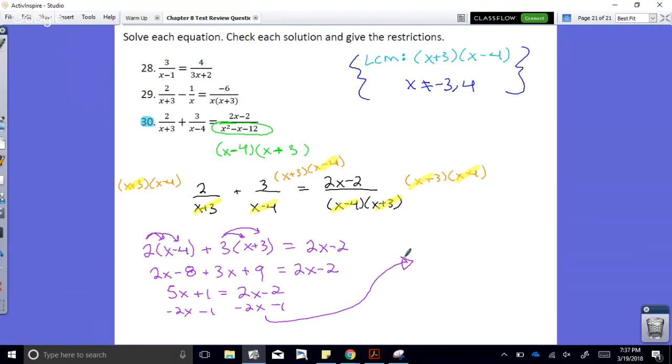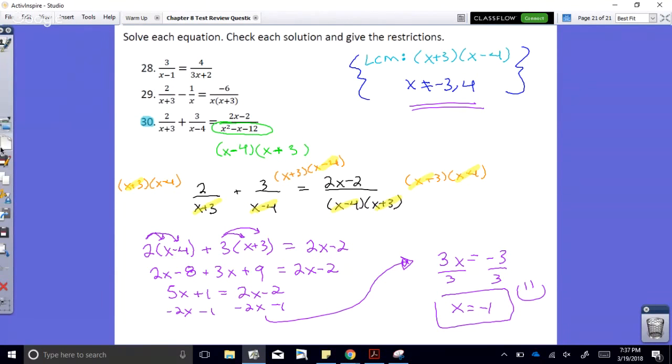So if I come up here, that gives me 3x is equal to negative 3. And when I divide by 3, x is equal to negative 1. This time, if you notice, the answer is not a restriction, so we can go ahead and leave it alone. Okay, so that concludes the majority of the review.